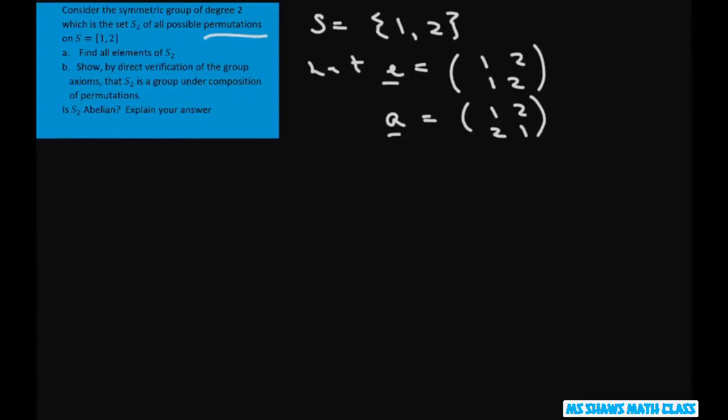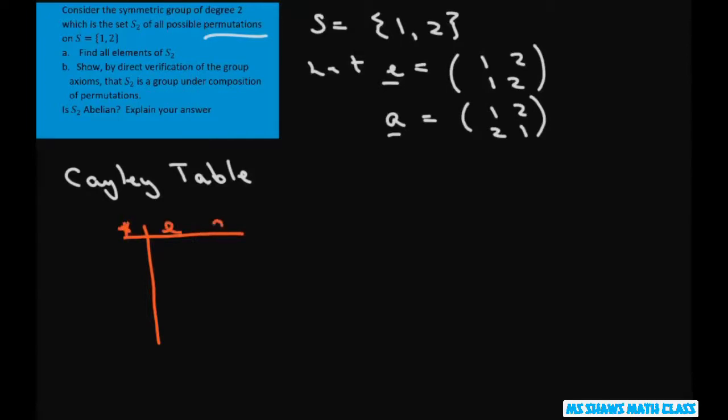That way, we can set up a Cayley table. And the way we could do that for our composition, we'll just write this as E, A, and E, A. And so this is going to be EA, AE. So that's your Cayley table.